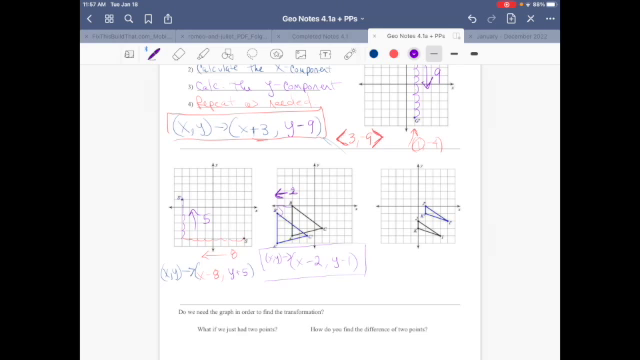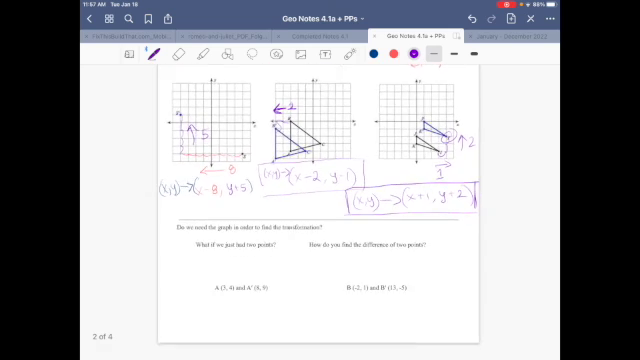Let's try one last one. We're going to go from I to I prime. So we're going to go to the right 1. That's plus 1. So we're going to go x plus 1. And then we go up 2. So that's y plus 2. So our final answer would be (x, y) arrow (x plus 1, y plus 2).